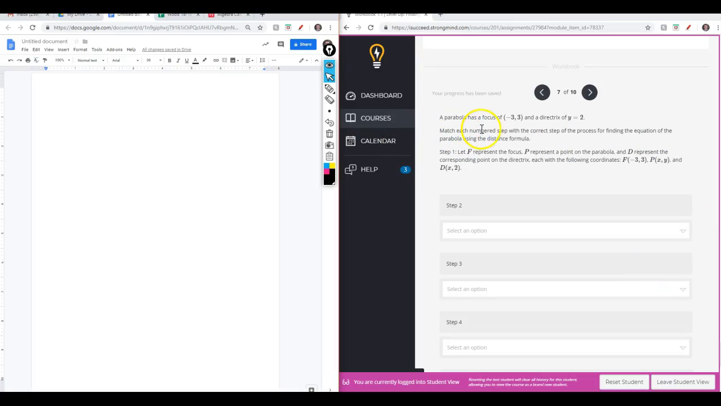Alright, a parabola has a focus of (-3, 3) and a directrix of y equals 2. Match each numbered step with the correct step of the process for finding the equation of the parabola using the distance formula. Step 1: let F represent the focus, P represent the point on the parabola, and D represent the corresponding point on the directrix, each with the following coordinates: F at (-3, 3), P at (x, y), and D at (x, 2).